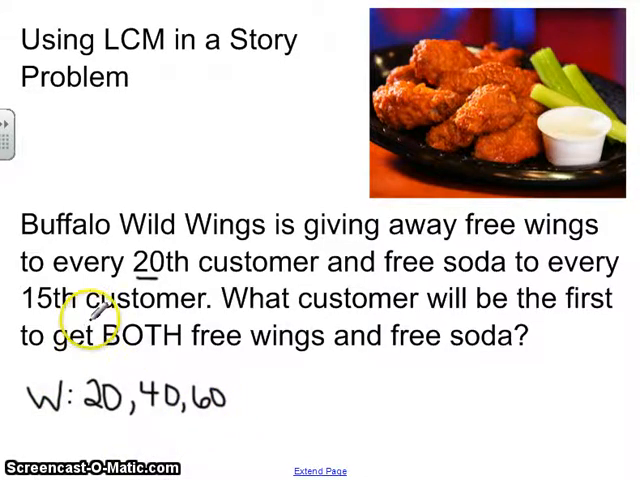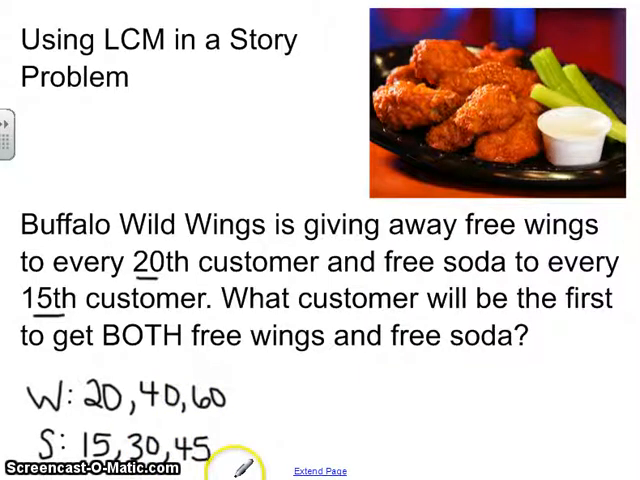Every 15th customer gets a free soda, so I'm going to say S for soda. The first person to get a free soda is the 15th customer. The next person after that to get a free soda is the 30th customer. So you're seeing how multiples are showing up in this problem. So far I've listed off multiples and I don't have a common multiple, so I would have to keep going. I want you to press pause and continue the list to see if you can find the least common multiple. Press pause.